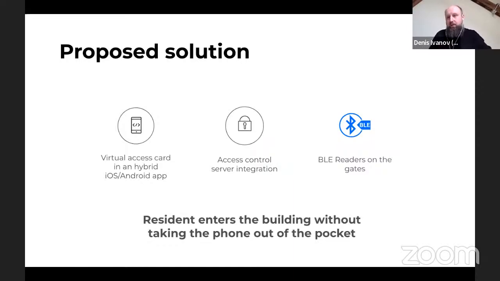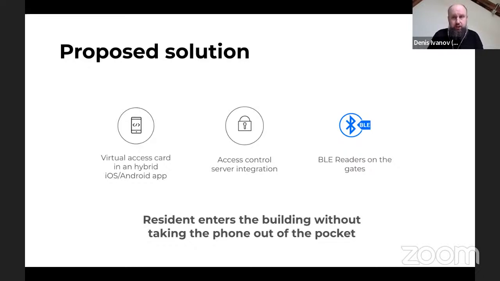The technical solution in terms of technologies was pretty simple. Any modern mobile phone, like an iPhone or Android with version 9 plus, has a BLE module, which stands for Bluetooth Low Energy, that also works in access control systems. That module is in every mobile phone. We just create an app, install readers on the gateways, and create an access control system integration, the server.